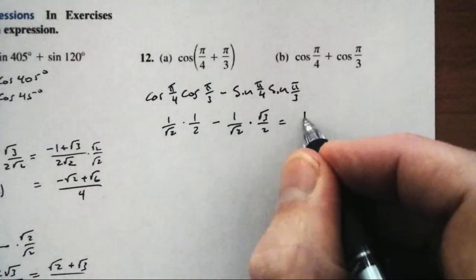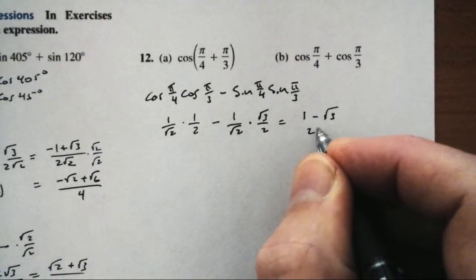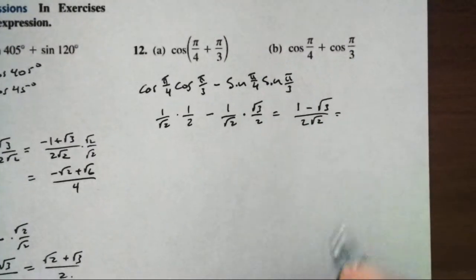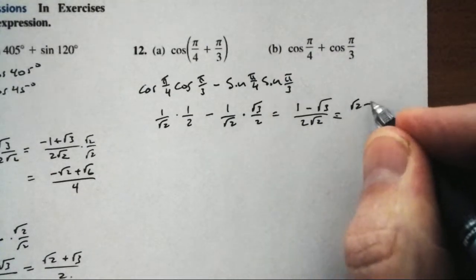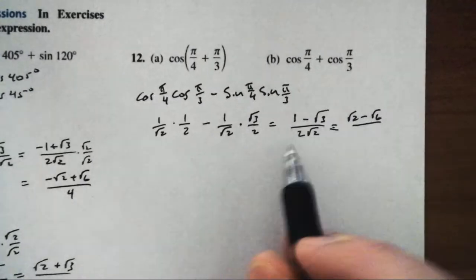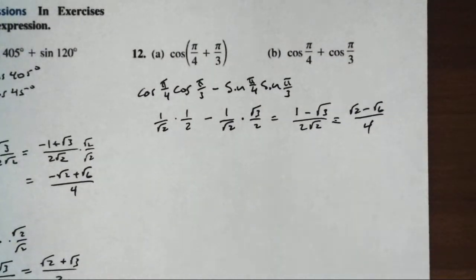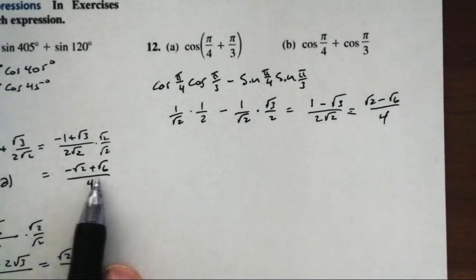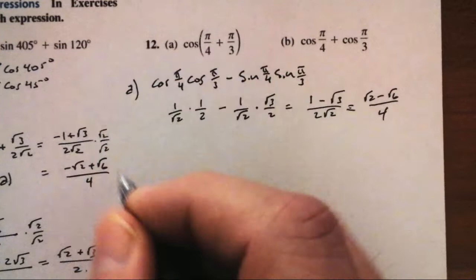So this is 1 minus square root of 3, all on 2 square root of 2, or if we rationalize, square root of 2 on square root of 2, we get square root of 2 minus square root of 6, all on 2 times 2, 4. And if you notice, that answer looks a lot like this answer over here, and that's going to be another topic for another time. But there's A.